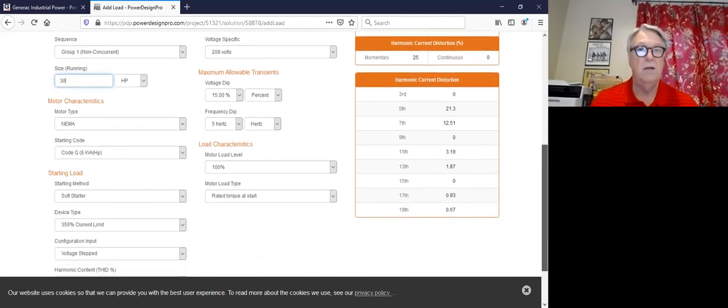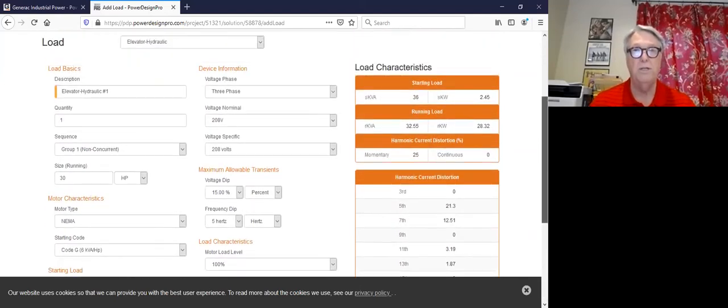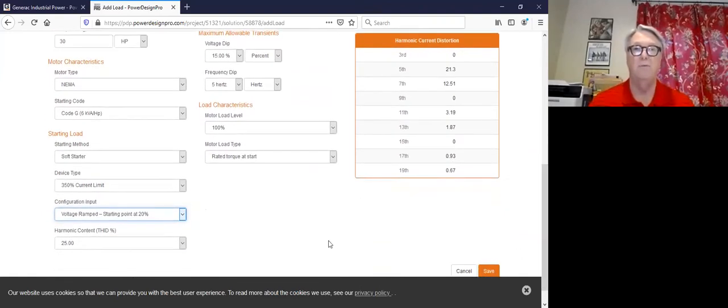And notice down here, it says your starter, it's 350% current limit and is a voltage stepped. Well, I'm going to go ahead and change that to a voltage ramp. We've talked about this before. Most of the starters that we sell are voltage ramp, although I told you that elevators typically don't have a voltage ramp.